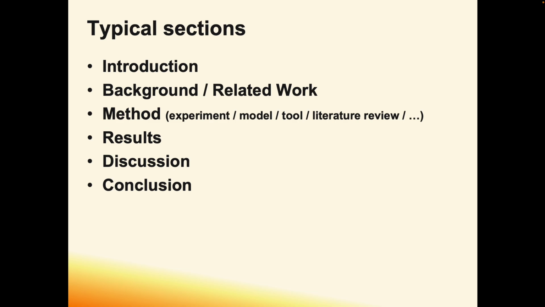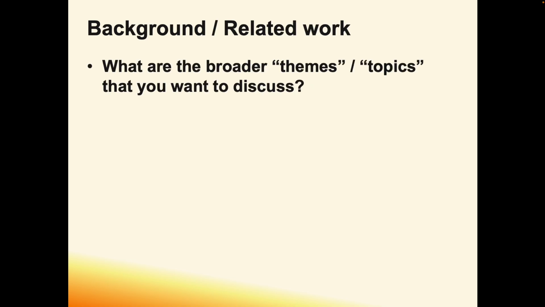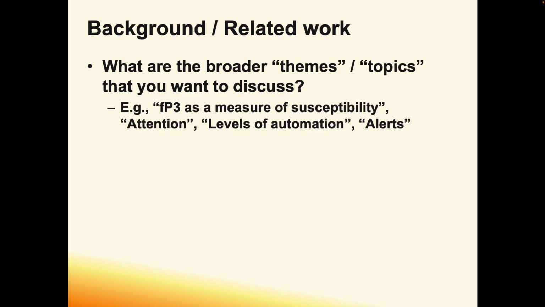Background or related work is sometimes combined with the introduction, but in the style of writing that I prefer, there's an introduction which introduces the work in general, and then there's a related work section that talks about that work in more detail. So what you do here is you think about, well, what are the broader themes or topics that you want to discuss? What's like a bigger thing of which you really need to describe what's been done in the past? So for the example paper, we talk about the frontal P3 component as a measure of susceptibility, something very detailed, but that was important for the paper.